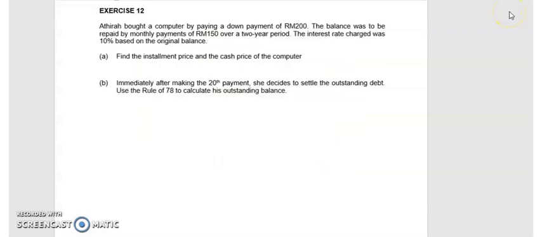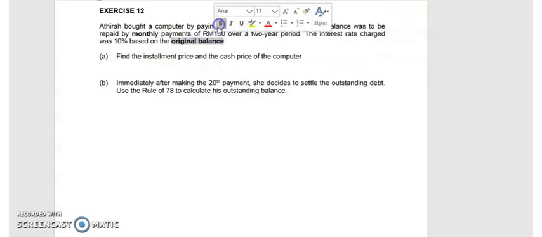Okay, now let's look at this example. Atira bought a computer by paying a down payment of 200 ringgit. The balance was to be repaid by monthly payments, so based on monthly basis, of 150 ringgit over a 2-year period. The interest rate charged was 10% based on original balance.